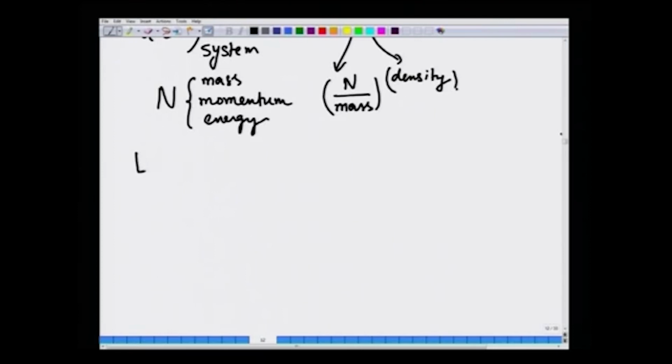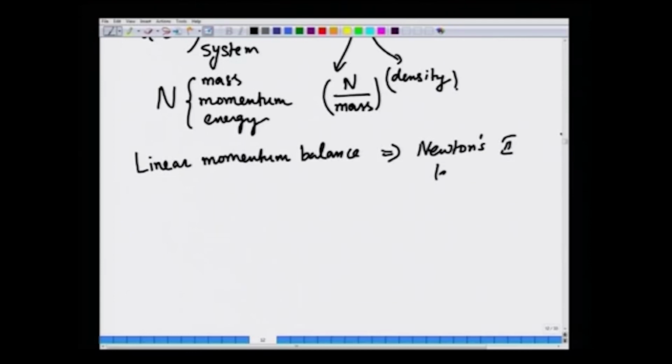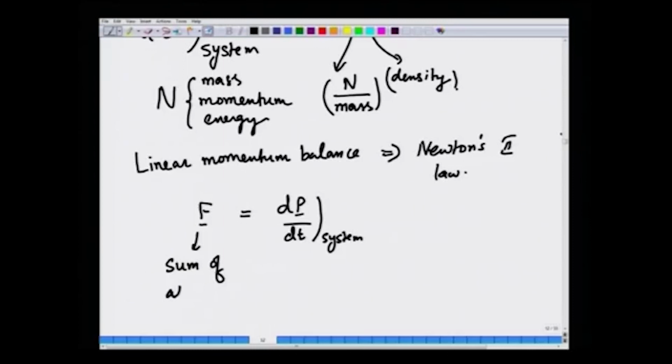Now, the linear momentum balance is essentially Newton's second law of motion applied to the system. Newton's second law says that the rate of change of momentum in the system is equal to the sum of all external forces acting on the system.